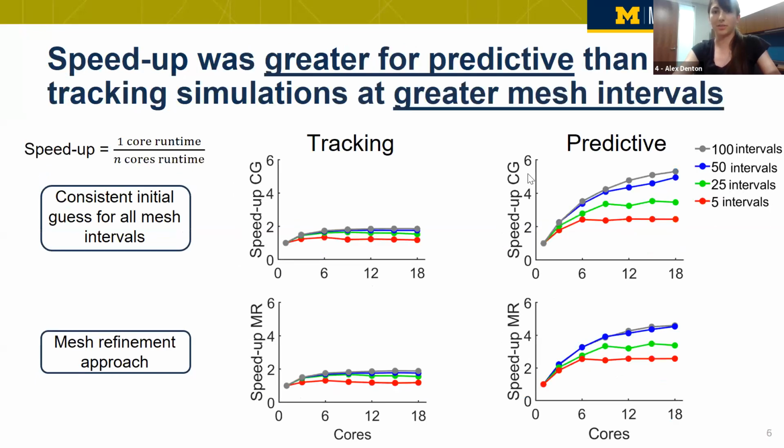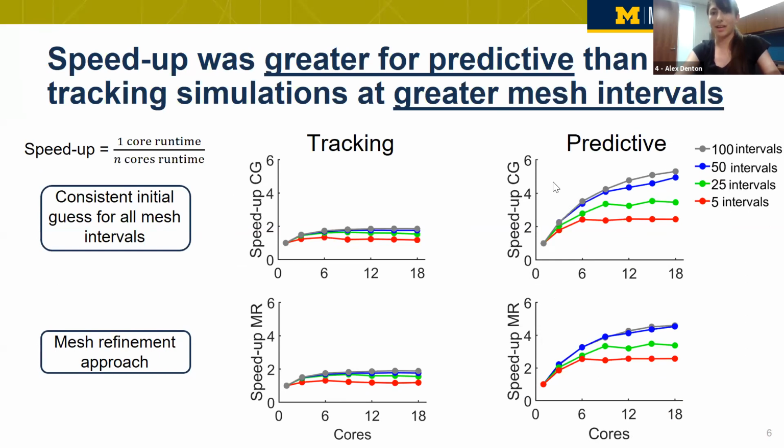Another way to look at the results is to examine the speedup. Here we have the same layout with the simulation type corresponding to the columns and the initial guess strategy corresponding to the rows. All x-axes display cores and y-axes display speedup. Here, a greater speedup is better.